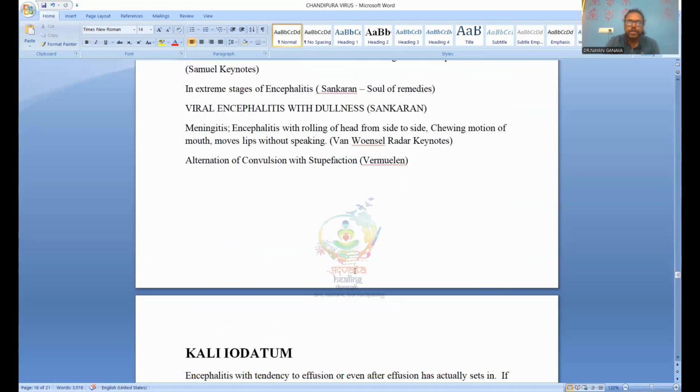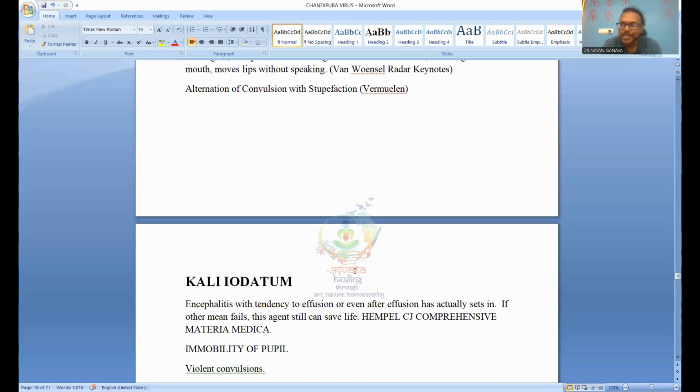Now, alternation of convulsion with stupefaction. That is what Vermeulen has written. So you can see how beautifully our materia medicas have mentioned the role of homeopathy in encephalitis or any sorts of brain fever. So we can say that homeopathy has some role in treating and helping the patients of Chandipura vesiculovirus encephalitis. Let's see further.